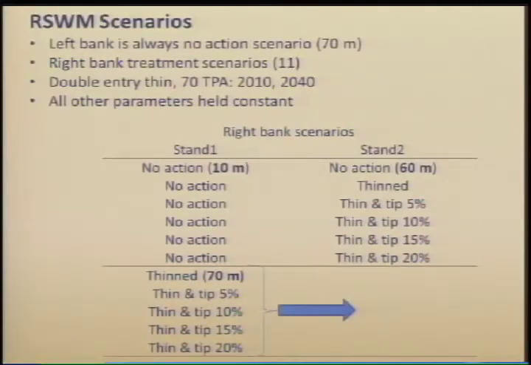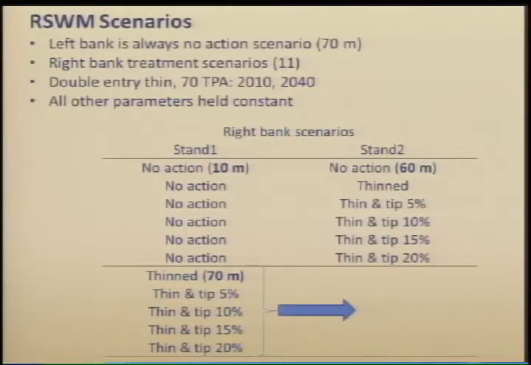We did a double entry thin to 70 trees per acre in 2010 and 2040. All the other parameters we held constant. We didn't want to mess with anything else. We just wanted to see what was going to happen to the amount of wood based on these different scenarios. There's no action, the thinning, and then the thinning where we tip 5% of the wood, 10% of the wood, 15 and 20.